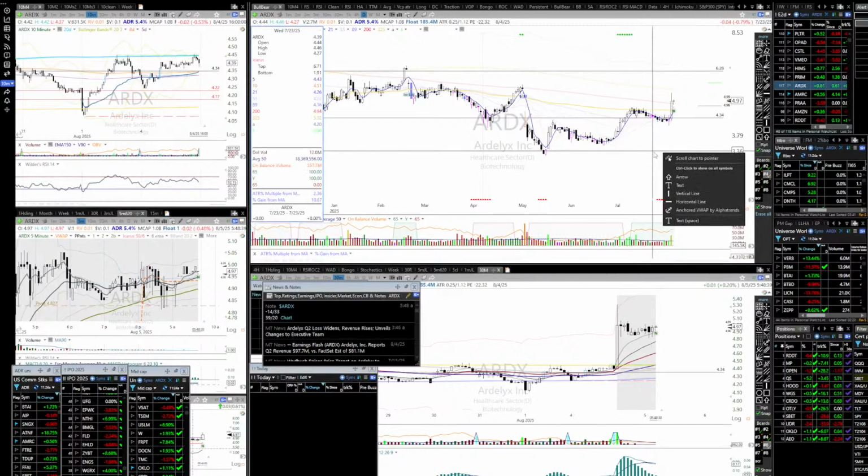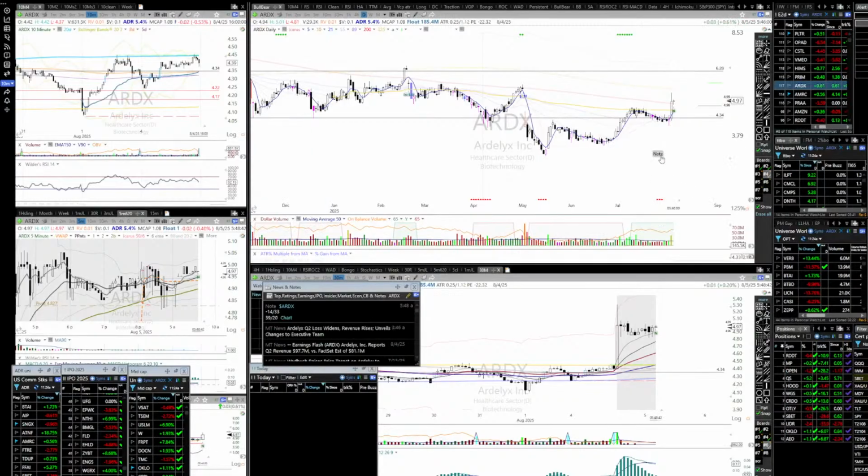So we have an extra note here in TradingView. The AI summation is actually getting better.